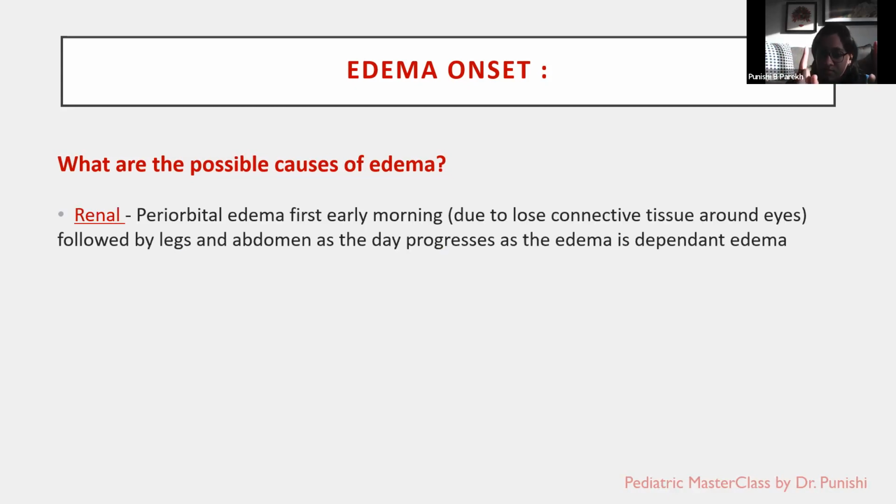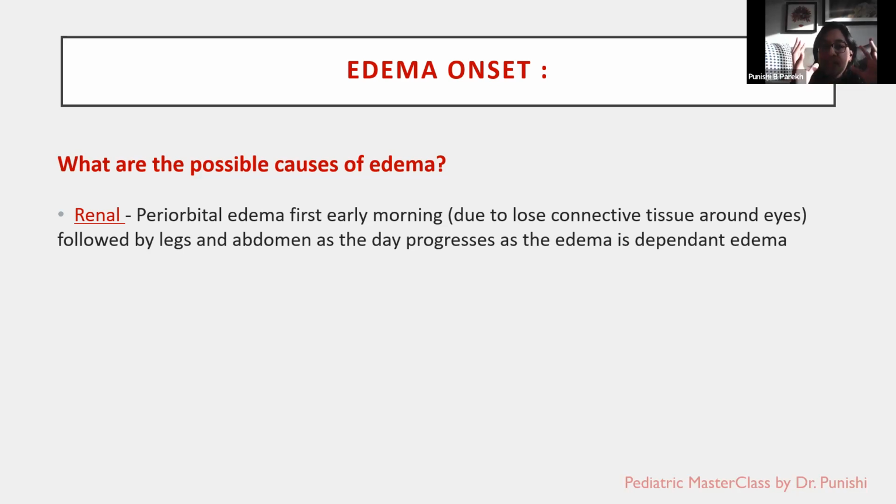First is renal. What is so peculiar about renal edema? Edema due to a renal cause starts with periorbital edema first in the morning. Why does that happen? Because there's a lot of loose connective tissue around the eye, and when the child has been supine, that is one of the dependent areas of the body. It's maximum in the morning, and then it is followed by the legs and abdomen as the day progresses, because when the child is upright, standing, the legs and abdomen become the dependent portions of the body.